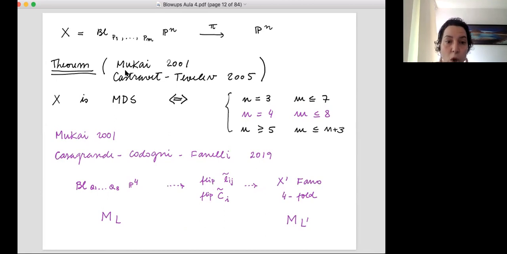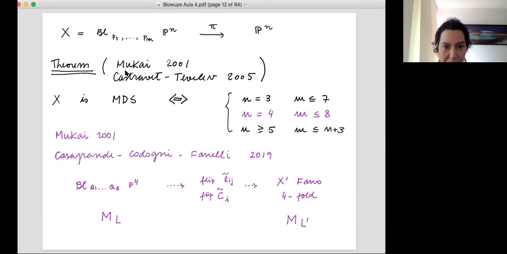So to be very concrete, if you start with the blow up of P4 in 8 points, you can flip the strict transform of the lines Lij passing through any two of the 8 points. After you flip these lines, you can also flip the strict transform of each of the 8 rational normal curves passing through 7 of the points. So you blow up the strict transform of the lines, then you flip the strict transform of the lines, then you flip the strict transform of the rational normal sextics, and then you get to this funnel model.